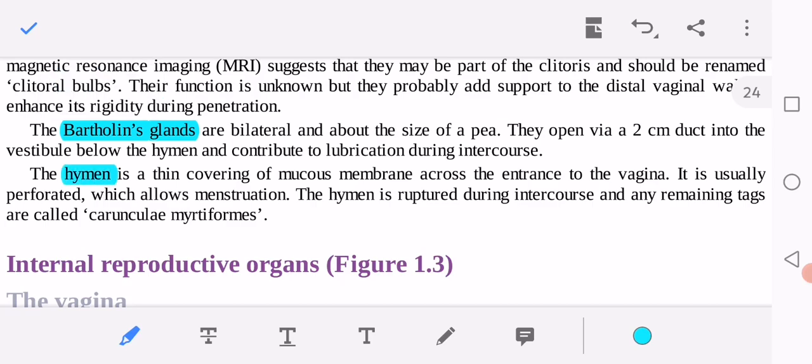Hymen is a thin covering of the mucous membrane across the entrance to the vagina, and it is usually perforated, which allows menstruation. The hymen is ruptured during intercourse, and any remaining tags are called myrtiform carunculae. These are basically the remnants of the ruptured hymen.